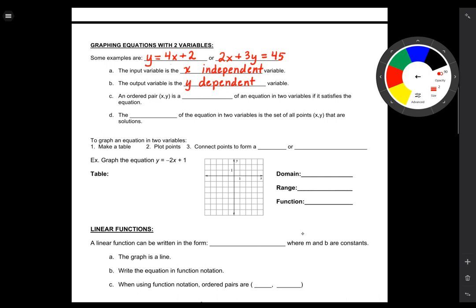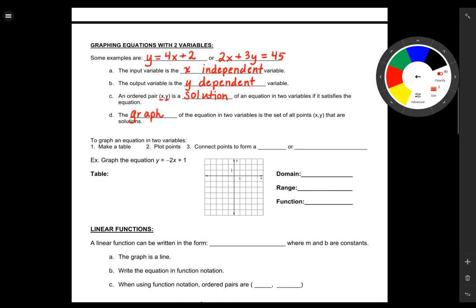An ordered pair, x y, is a solution. We've already talked about solutions. It makes an equation true of an equation in two variables if it satisfies the equation or it makes it true. And lastly, the graph of the equation in two variables is a set of all points x comma y that are solutions.